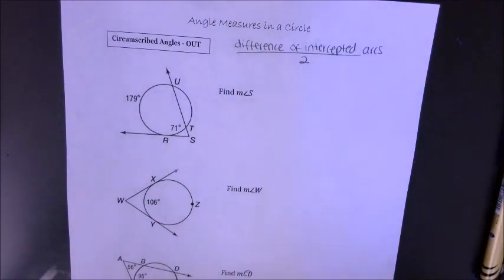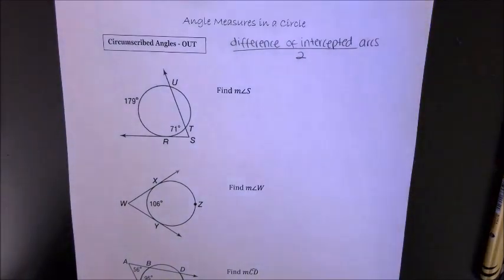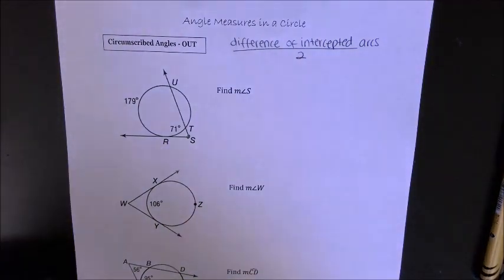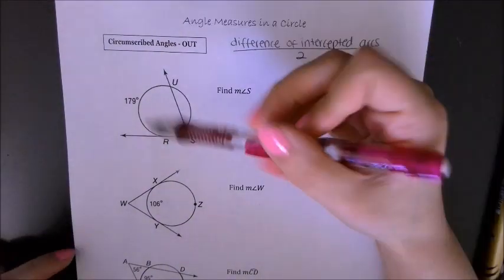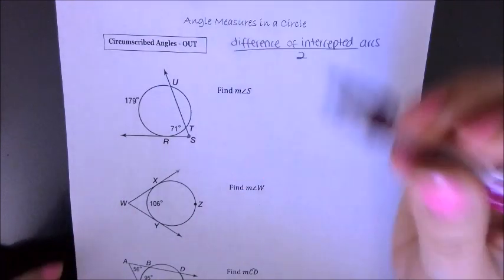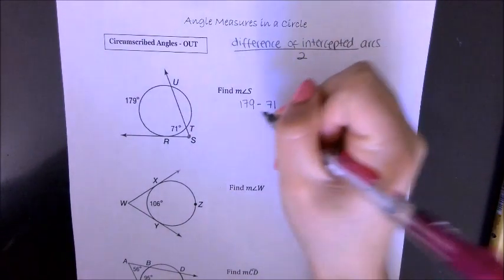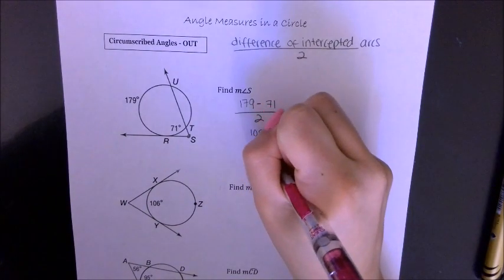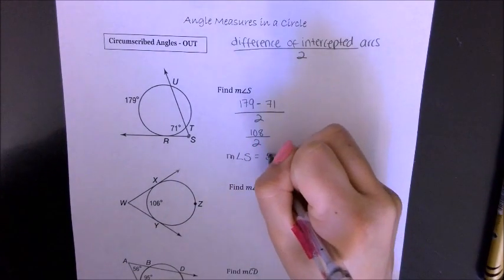Okay, it says find the measure of angle S. If I was approaching this problem without realizing it's a circumscribed angle, I'm just going to look at it. I need to find my angle. It's right here, and that's my vertex. Because my vertex is out, I'm going to subtract the intercepted arcs and take half of it. You always take the major arc first. So you're going to do 179 minus your minor arc, 71 degrees, and then divide that by 2. You get 108 divided by 2, so the measure of angle S equals 54 degrees.